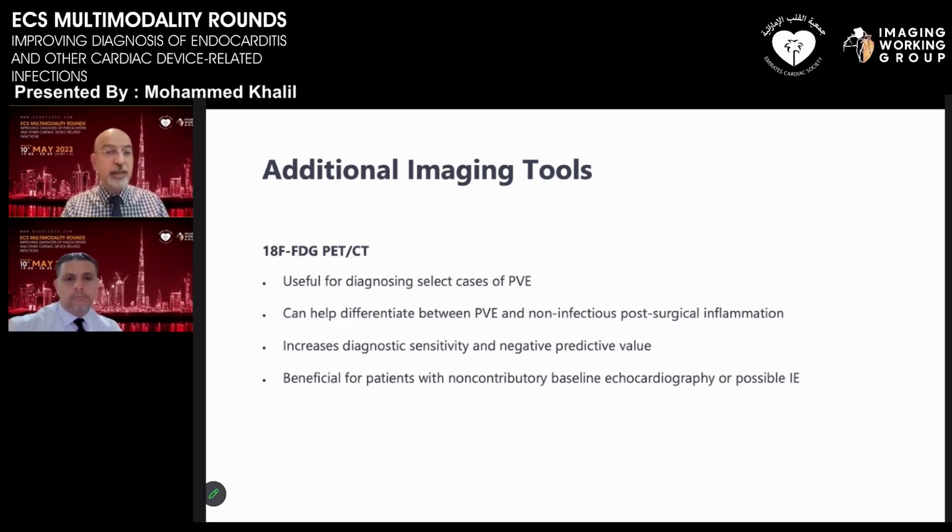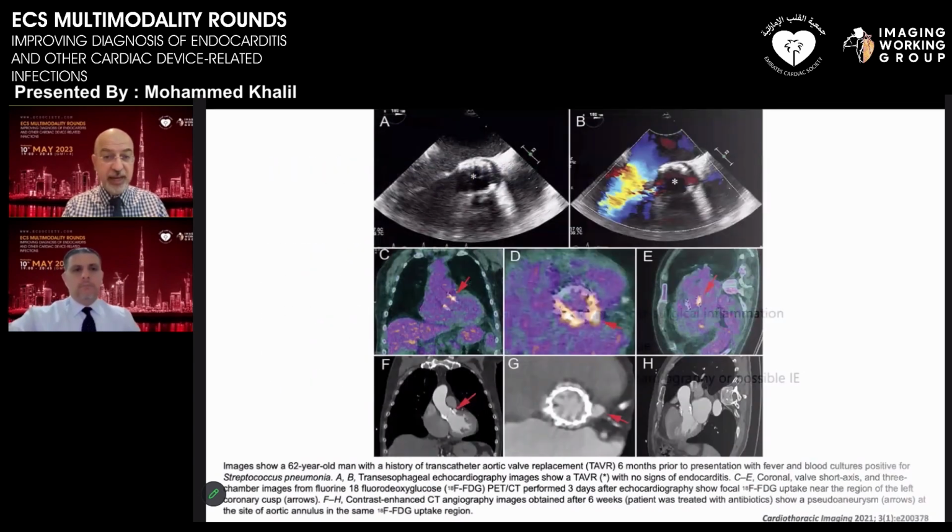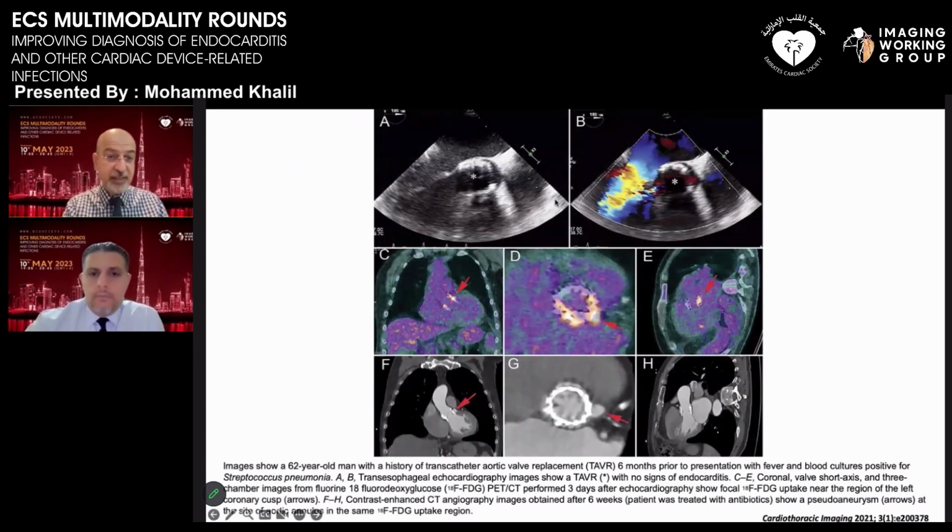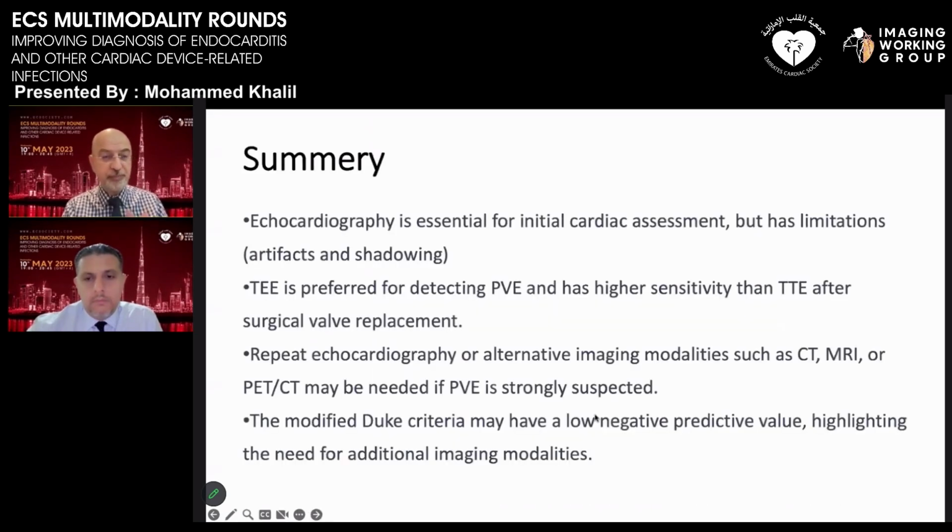FDG also has its own role, and Dr. Muad will discuss this also in detail. It can help us differentiate infection from inflammation sometimes. This is a case where the TEE did not show endocarditis, but clinical suspicion was high, and you can see a hot area here in the FDG study, and subsequently the patient had a pseudoaneurysm.